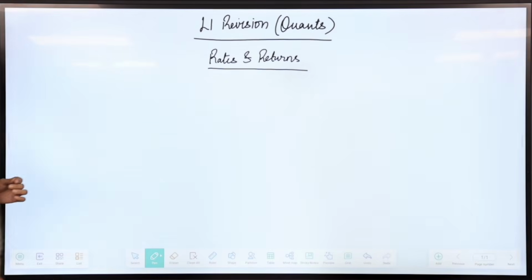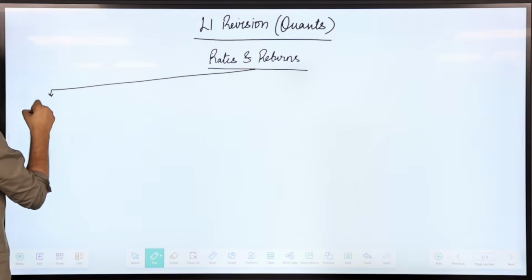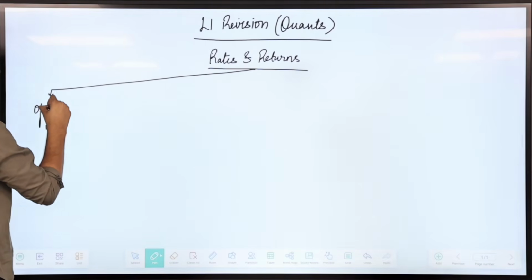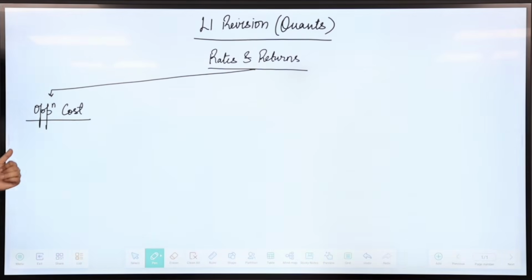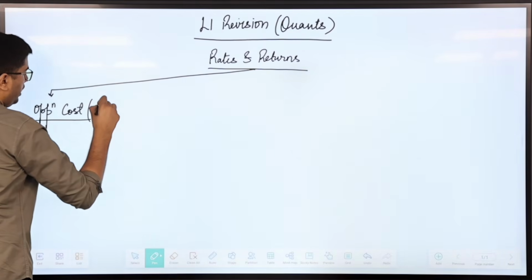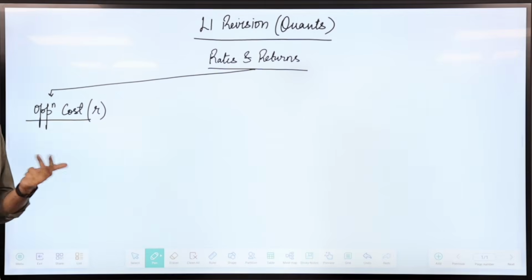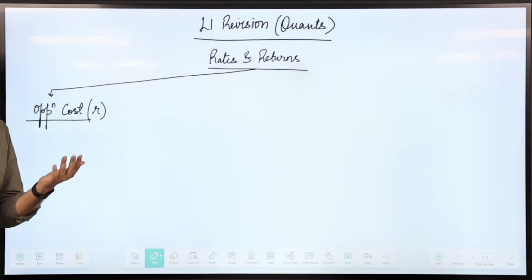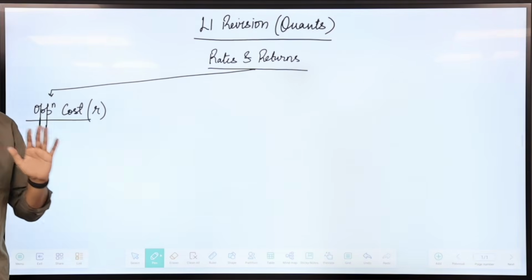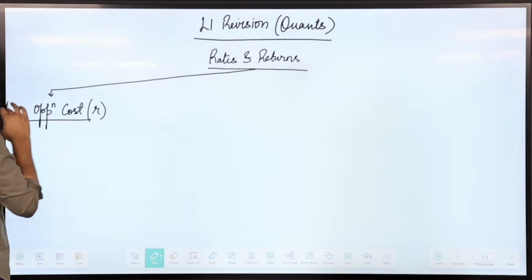The rates and returns topic firstly has a discussion of opportunity cost. Opportunity cost is denoted with the symbol R. Throughout our syllabus, we refer to this concept as interest rate, required rate of return, cost of capital, cost of equity if we are talking about equity securities, cost of debt if we are talking about bonds or any other such securities. So this is a concept that is repeated all throughout the syllabus.